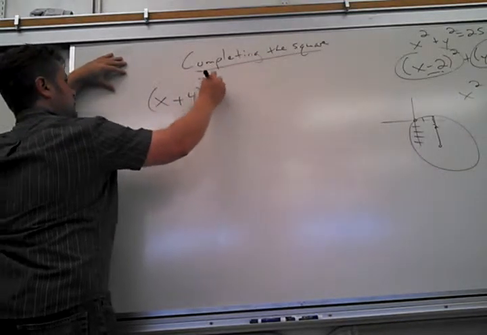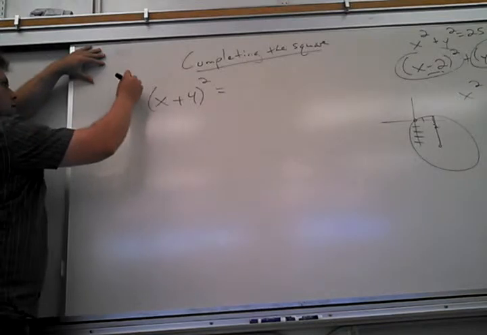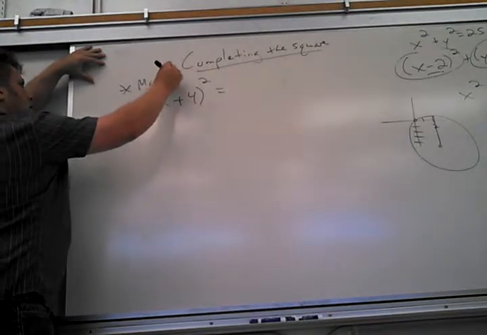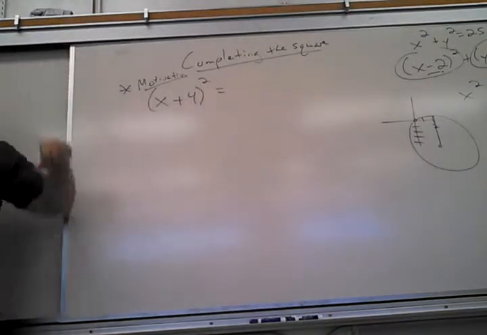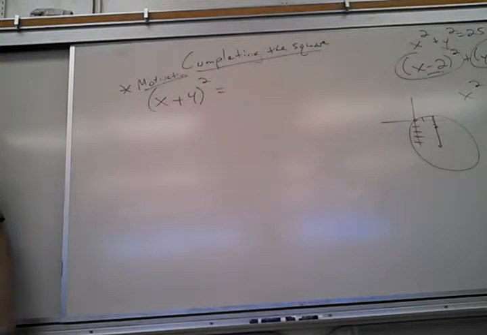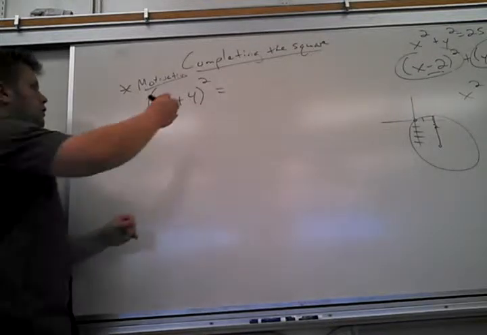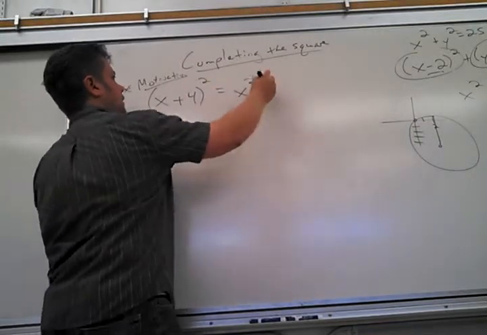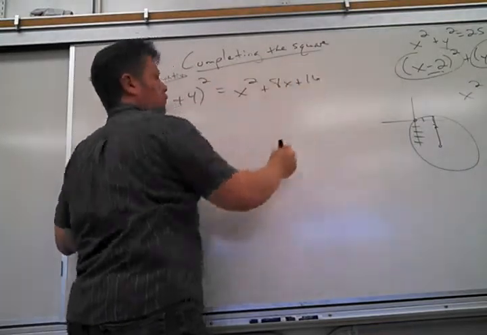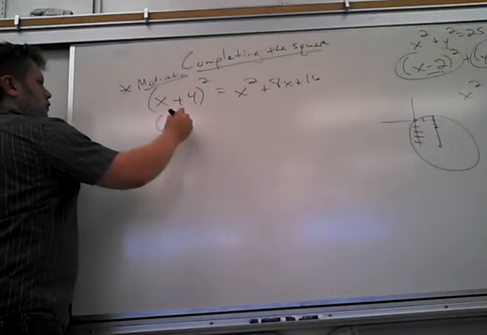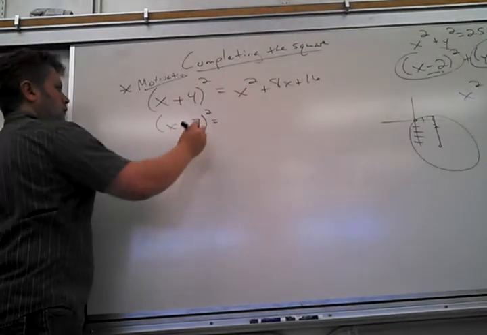Let's see if I can go through this semi-quickly. Here's a little motivation. What do you get when you FOIL that out? x squared plus 8x plus 16. Yeah, so x squared, 4x plus 4x is 8x, 4 squared is 16. What do you get when you FOIL that out?